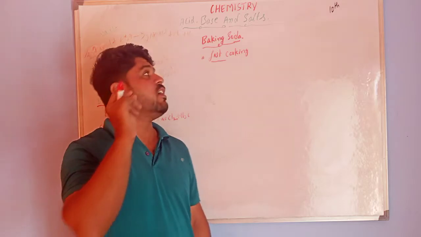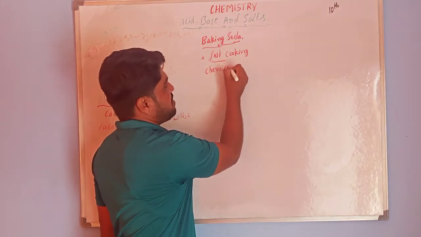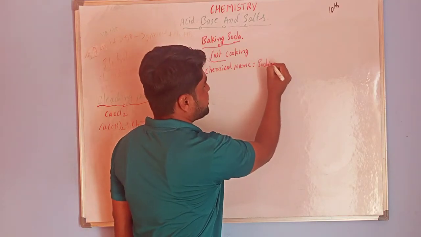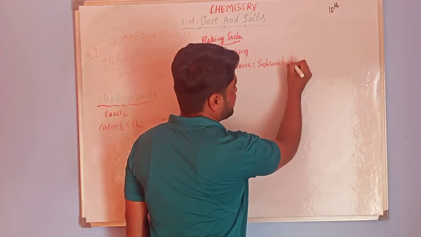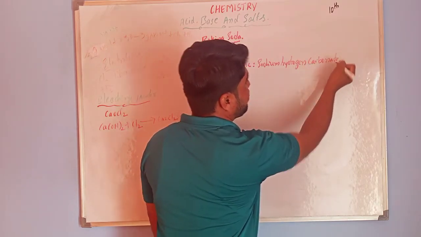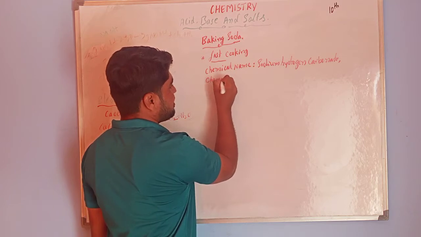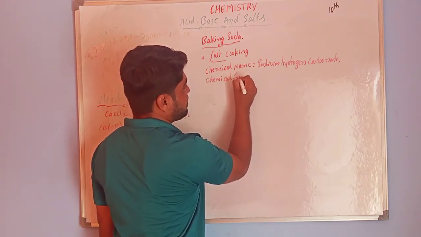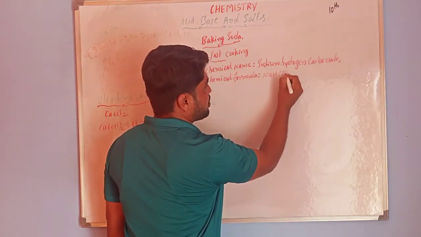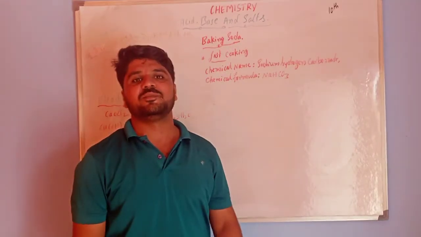And also this chemical name is very important. The chemical name of baking soda is sodium hydrogen carbonate. And the chemical formula is NaHCO3. NaHCO3 is the chemical formula for baking soda.